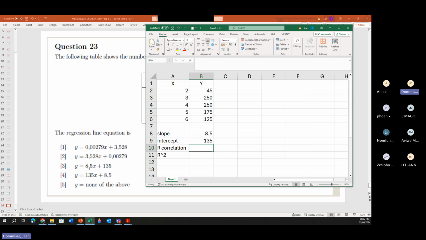So our answer for this would have been option 3, which is y is equal to 8.5x plus 135. But let's just quickly work out as well for you what the correlation is.